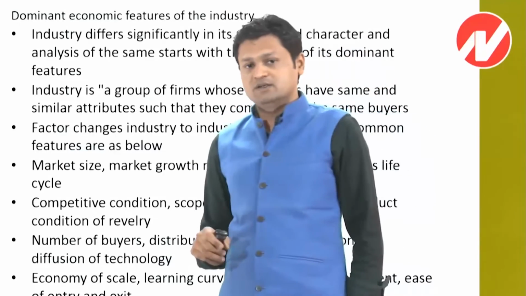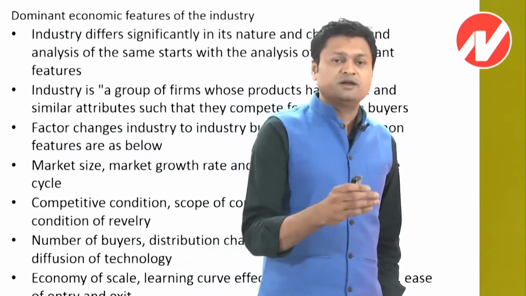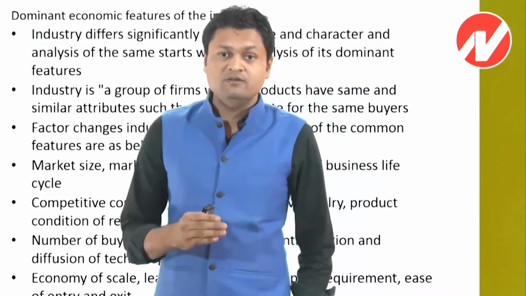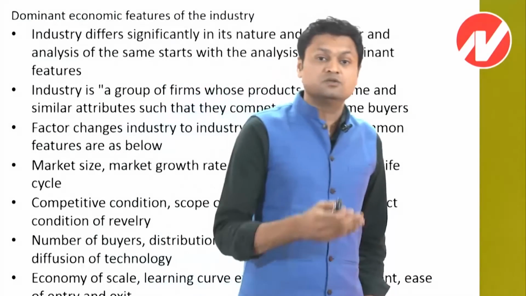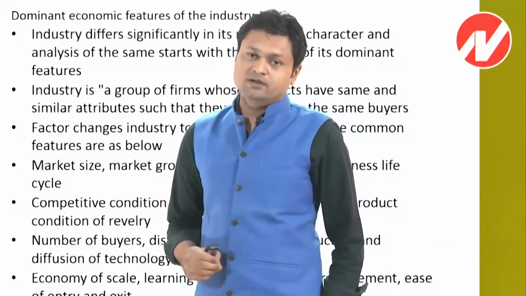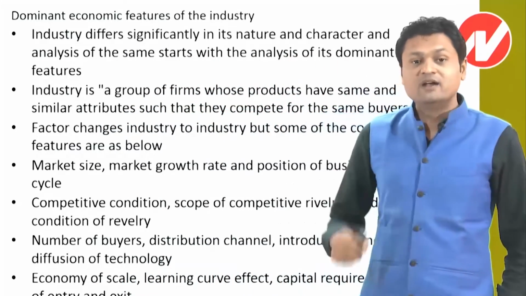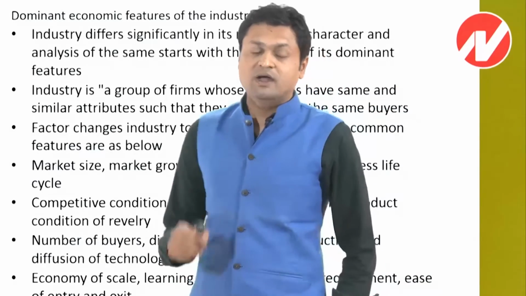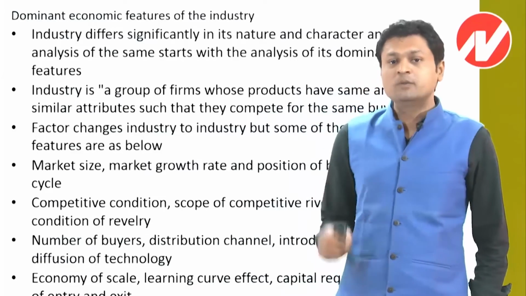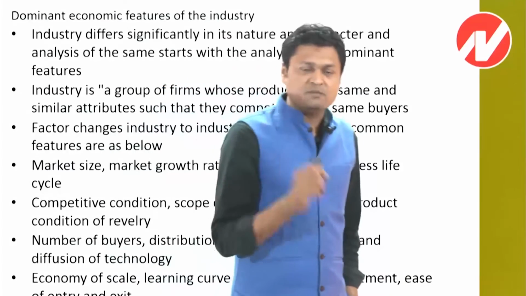So what is the meaning of industry? As I told you, the education industry, then the automobile industry, then the entertainment industry. These are different industries. In education also there are different kinds of industries. In automobile also there are different kinds of industries. Industry means my competitors. In simple words, my industry means all the players who have a similar kind of product, or the attributes of the product are the same, and they are competing for the same buyer.